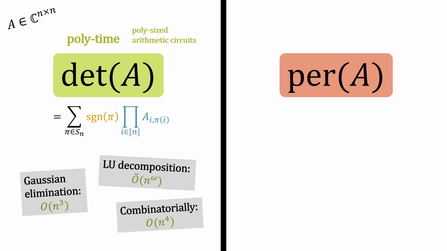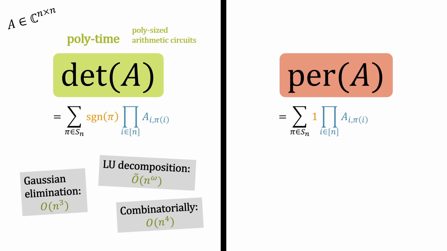The permanent looks misleadingly similar. You can again define it by a sum over all permutations of the numbers 1 up to n, and again each term takes the product of n matrix entries depending on pi, but now we replace the sign of the permutation by nothing, that is, by 1.